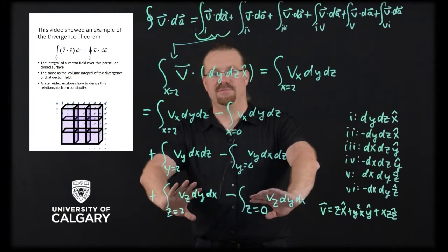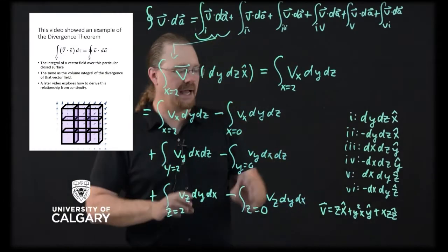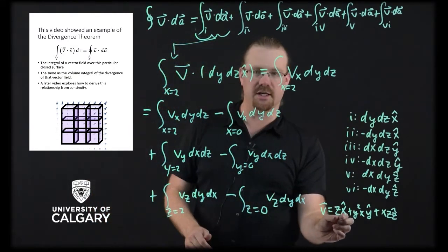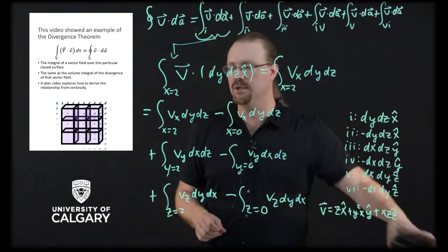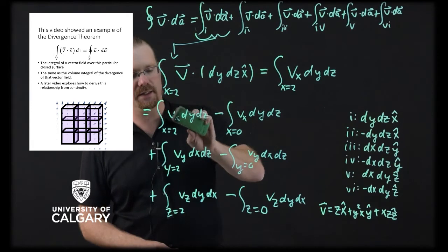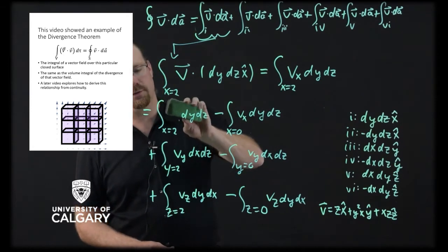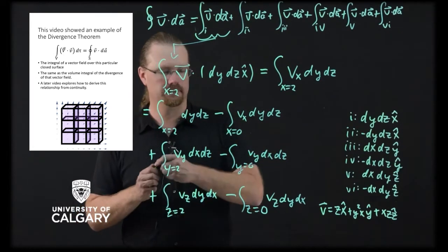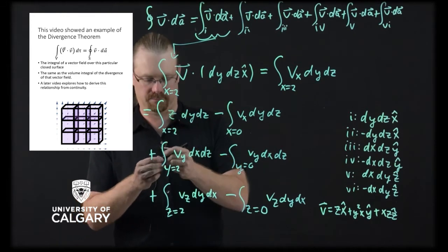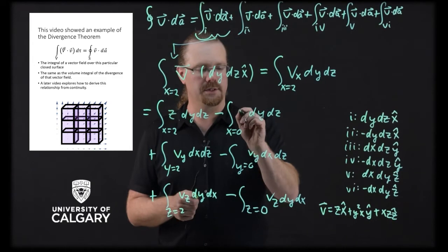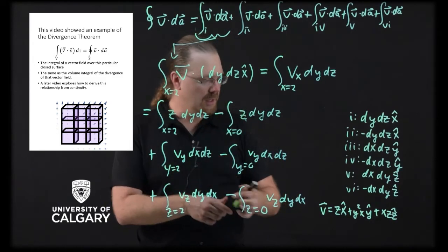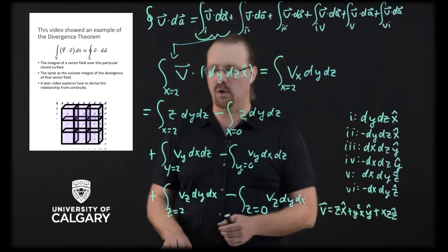Well, our vx is actually something very specific. In this case, because the x component of our v is just z, what we can do is plug in z for the x component of v, and our y component of v is going to be y squared x.